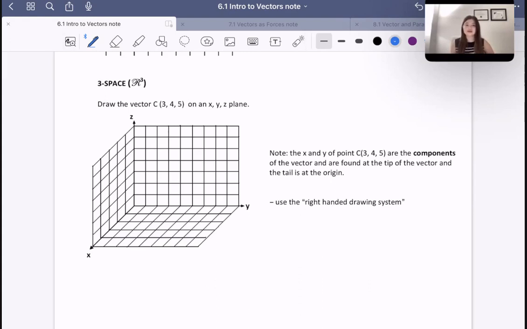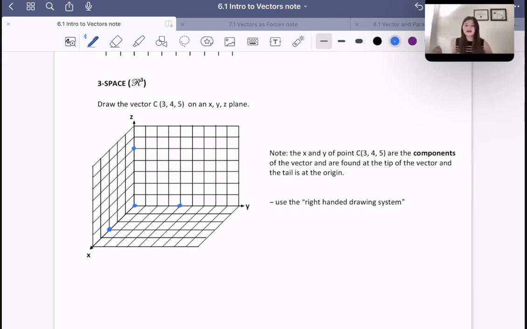So 3 is with respect to x. So here's our origin. So 3 is over here, so I'm going to draw a point here. Now what about 4? 4 is y, that's the second one, so I'm going to draw a point here at 4. And then what about z is 5? So it's up 1, 2, 3, 4, 5. So notice how on these axes I just drew the points. So 3, 4, and 5.